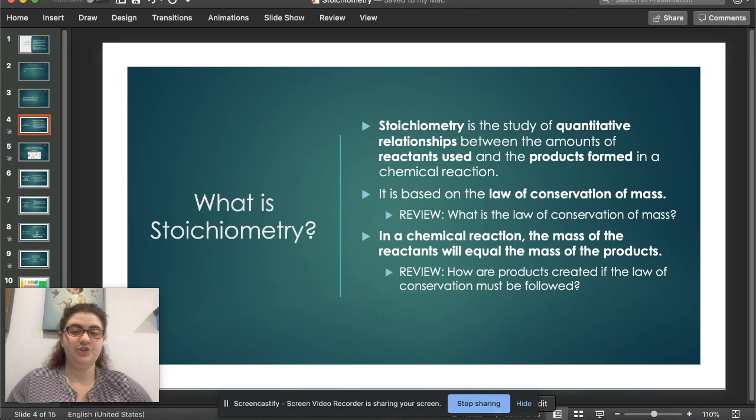So does anyone know how products are created if the law of conservation of mass must be followed? Meaning they don't just appear. So how does that happen? Yes, bonds are broken, then reformed to create a new arrangement of atoms. Yes, that's correct.